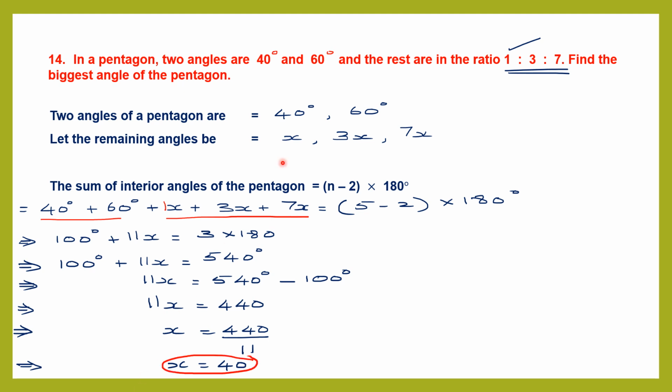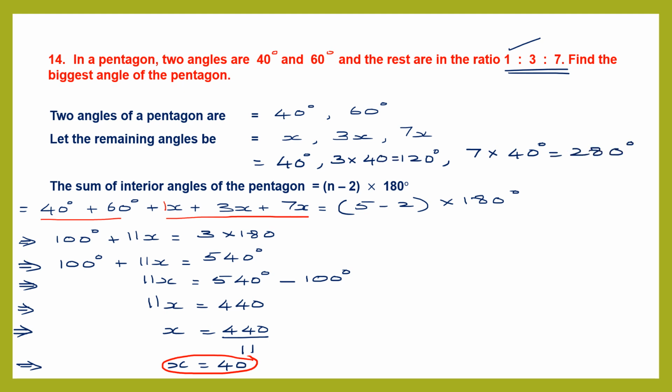Now we can substitute it here to find the remaining 3 angles. So here we have x itself. The first angle is x. So that is 40. So let's write here. The first angle is 40 degrees. The second one is 3x. That means 3 into 40, which is 120 degrees. The third one is 7x. That is 7 into 40, which is 280 degrees.